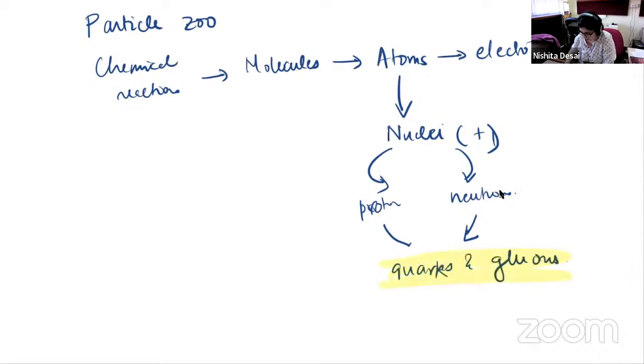These guys are fundamental, the electron is fundamental. Then there were further experiments. We found radioactivity, and in particular, we found beta decay, which led to the discovery of neutrinos.